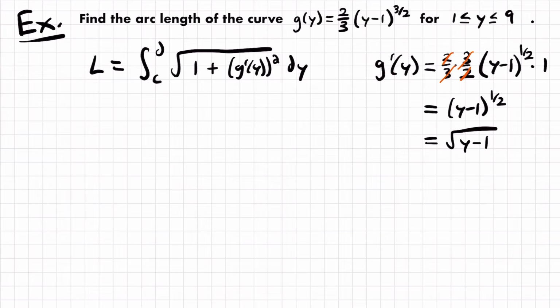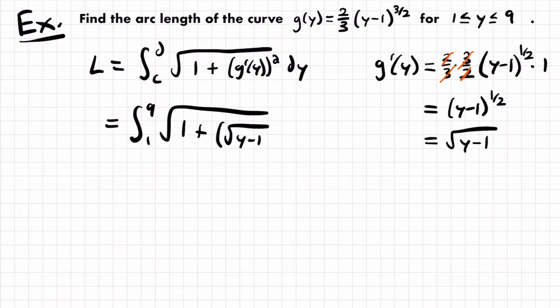And so now we can plug that into our arc length formula and then plug in our bounds of integration, which will be y equals 1 and y equals 9. And so our arc length is equal to the integral from 1 to 9 of the square root of 1 plus (the square root of y minus 1) squared times dy. All right, so all we did was plug in our bounds of integration, which were given to us in our problem, and then we plugged in our derivative g prime of y, which was the square root of y minus 1, and so we have that right here.